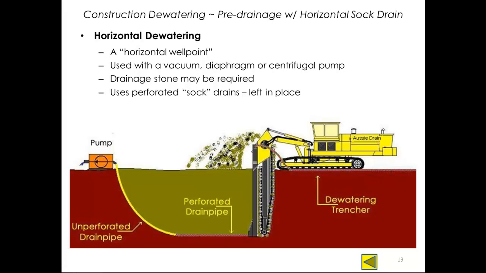The horizontal drain consists of a perforated 4-inch piece of PVC pipe, and the pipe is wrapped with a filter fabric sock, so it's called a sock drain. This is a very inexpensive pipe, and it's installed by a special trenching machine, typically to depths of 20 to 22 feet. An unperforated section is connected to the end after it's installed.